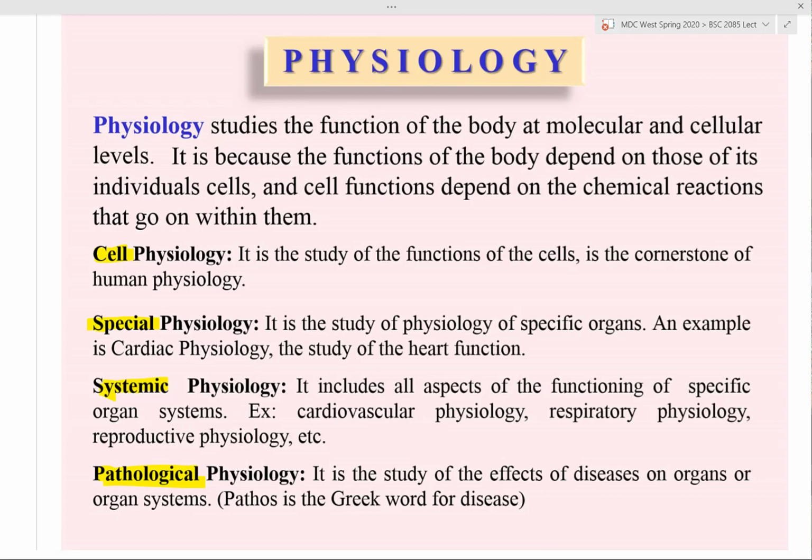What about the special? I don't know what's special. Well, special is what? Your cardiac physiology is in a special system. What about systemic physiology? System. So special is just about the heart, the organ. The systemic is about the heart plus all the blood vessels with it. Does that make sense? And the last one is pathological.